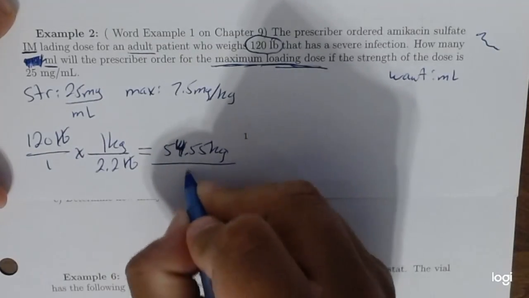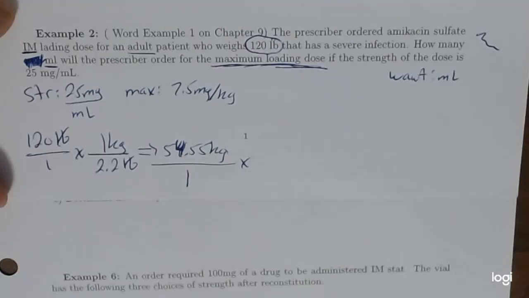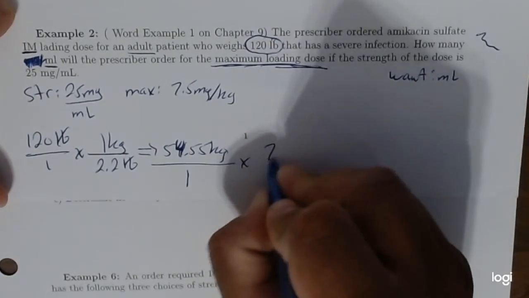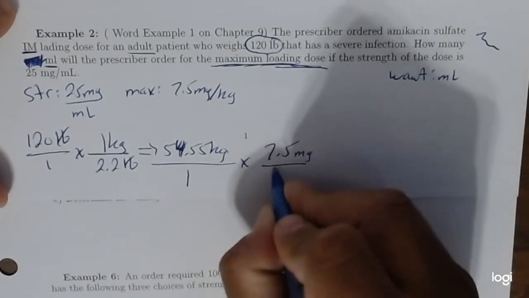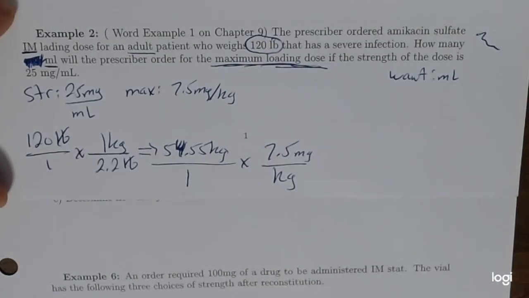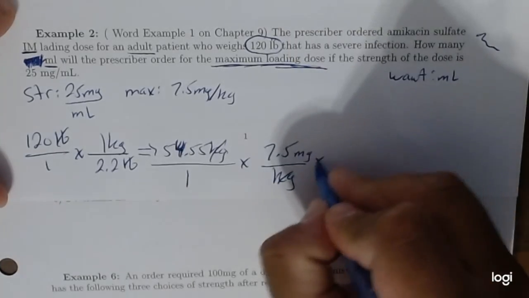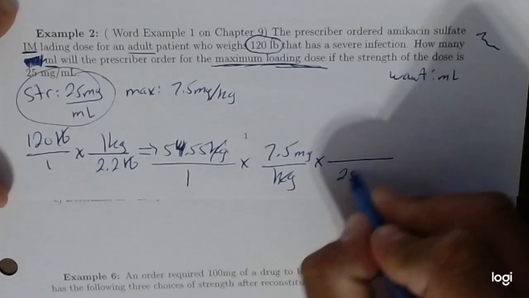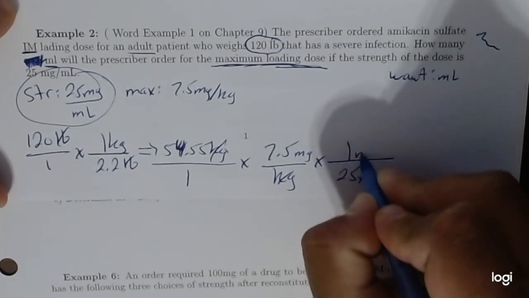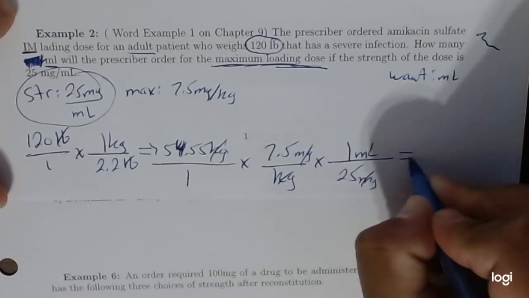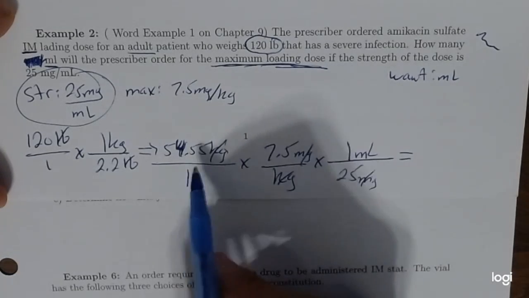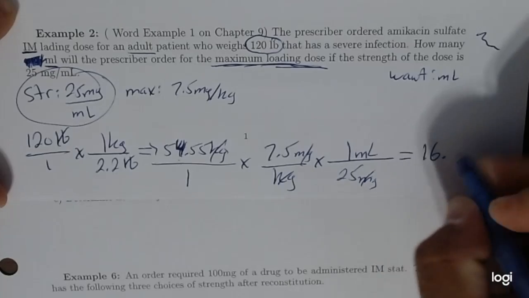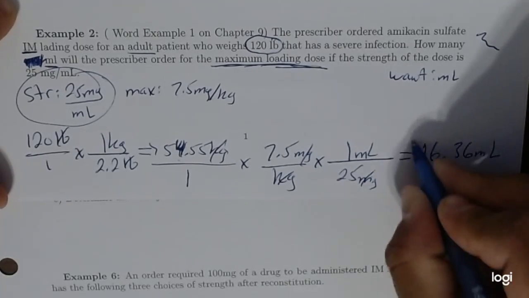Okay, so now remember, we have two different things we're given, strength and the maximum dosage. So from here, let's see, what cancels out kilograms? Well, the maximum dosage, right? Kilograms can cancel out there, so we know that's 7.5 milligrams per kilogram. Okay, so kilograms cancel. And since I want milligrams, here comes our strength, right? So it's 25 milligrams on the bottom, 1 for every 1 milliliter, and there we go, right? We wanted milliliters, that was our goal. So now once we multiply this by that, and then divide by 25, we should get 16.36 milliliters. And there we go.